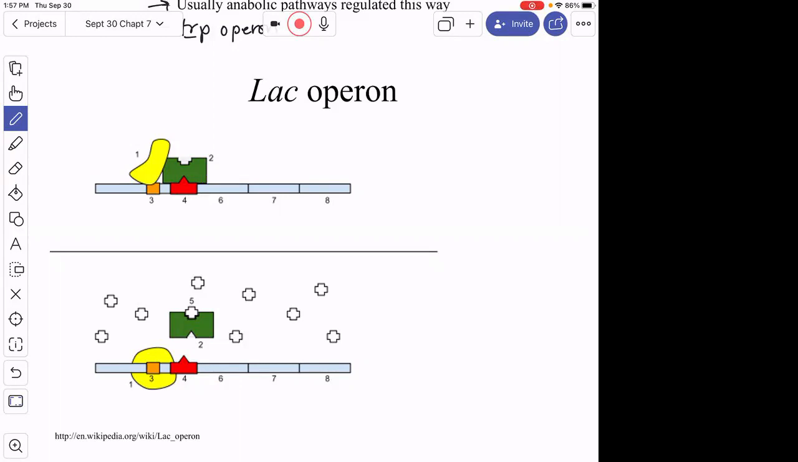Keep in mind what the cell is trying to accomplish. These 3 structural genes are encoding for enzymes that are necessary to do what? To metabolize lactose. One of the enzymes breaks that disaccharide into its 2 monosaccharides. One of those proteins is necessary to help the lactose get into the cell really quickly. It's like a fast pass.